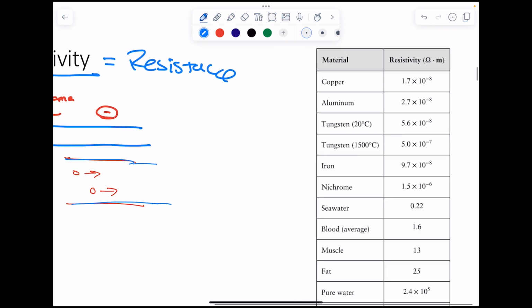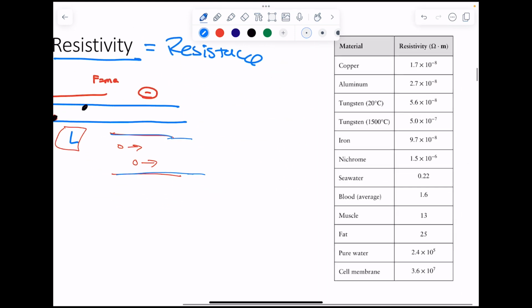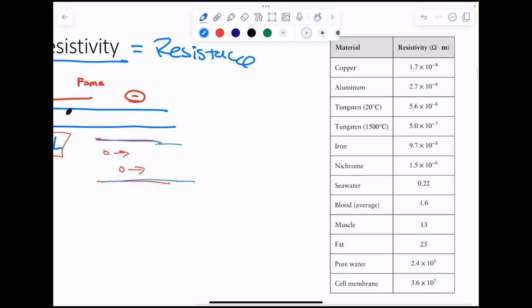There are tables of rhos, and I've got one of those tables here. Notice the units of resistivity are ohm-meters. For copper, it's 1.7 times 10 to the minus 8th. Aluminum, 2.7 times 10 to the minus 8th. That's why copper is better than aluminum for wiring. Tungsten, 5.6 times 10 to the minus 8th.